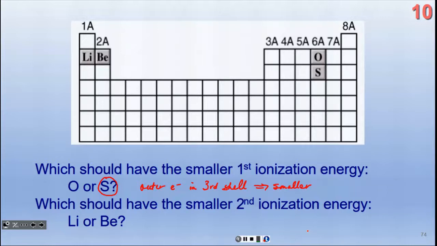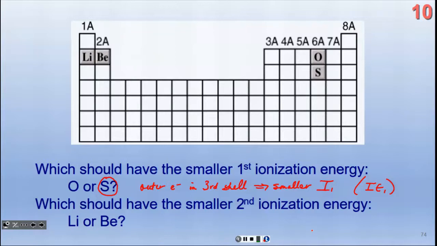Ionization energy, or IE1. Now, which would have the smaller second ionization energy, lithium or beryllium? Looking at those two over there on the left. So removing one from lithium should be easy, but removing the second one will be hard.